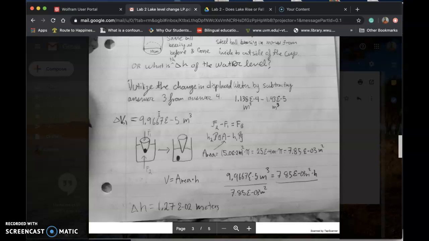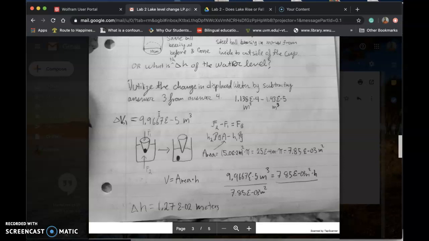What I mean to say is that the force of buoyancy is equal to the second force, which is pushing up on the floating cup and ball bearing, minus the first force that's pushing down on the ball bearing and cup. And this is similar to the second height times the density times gravity times the area, minus height 1 times density times g. And we get the area by taking 5 E minus 2 meters squared times pi, which ends up to be 7.85 E minus 3 meters squared.